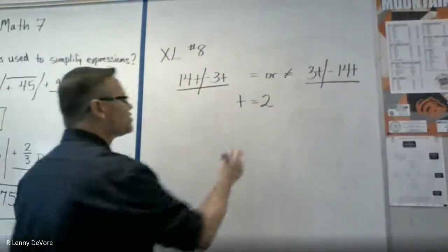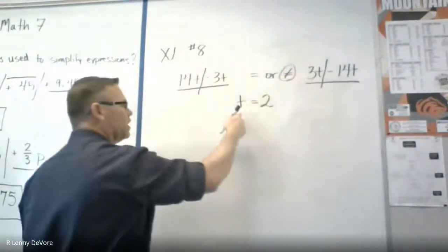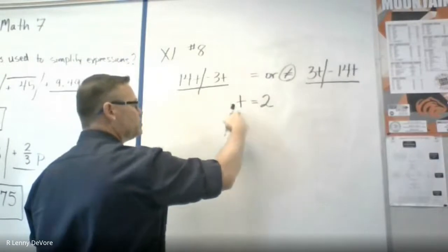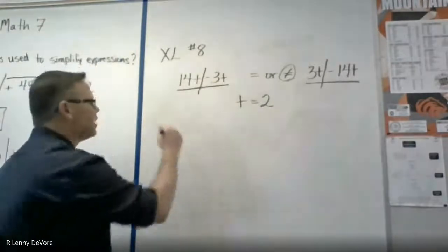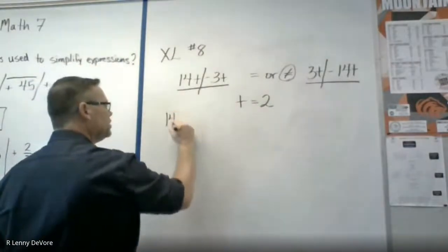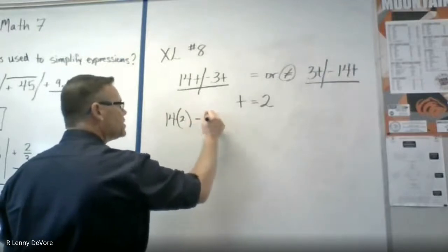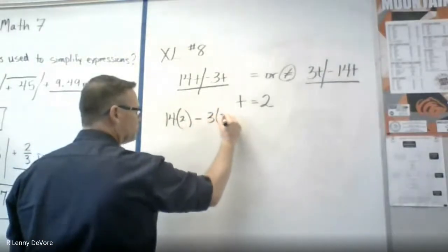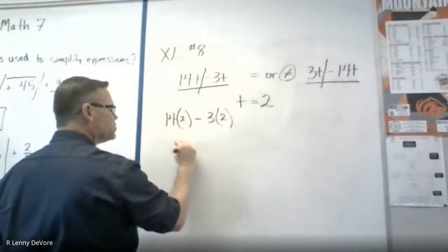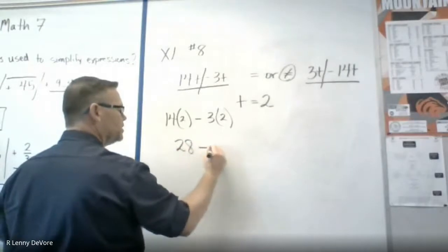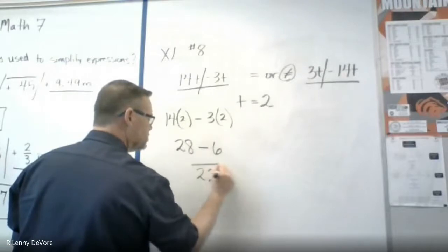But they want you to actually solve it, so I'm going to circle this. They're not equal. Okay? And then they want you to substitute 2 in for t, though. So I'm going to go through and work this out so you can see. Okay, so this ends up being 14 multiplied by 2 minus 3 multiplied by 2. Okay, so 14 multiplied by 2 is 28 minus 6, which equals 22.